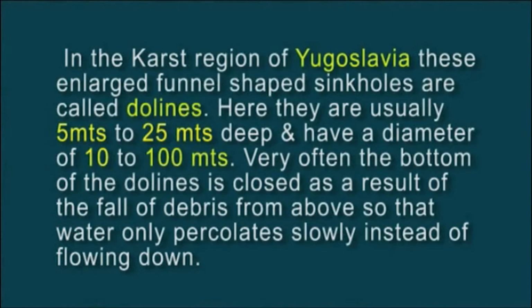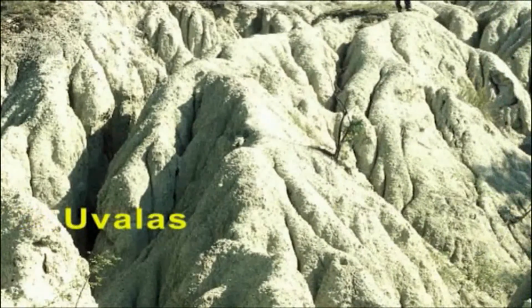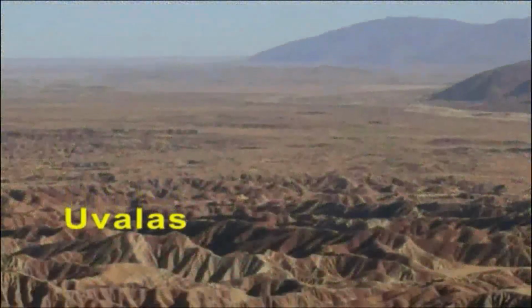Very often the bottom of the dolines is closed as a result of the fall of debris from above, so that the water only percolates slowly instead of flowing down. As a result, water may accumulate in the dolines and form small lakes called karst lakes or sinkhole ponds, depending upon their size. Extensive depressions are called uvalas, which are up to 1 kilometer across.